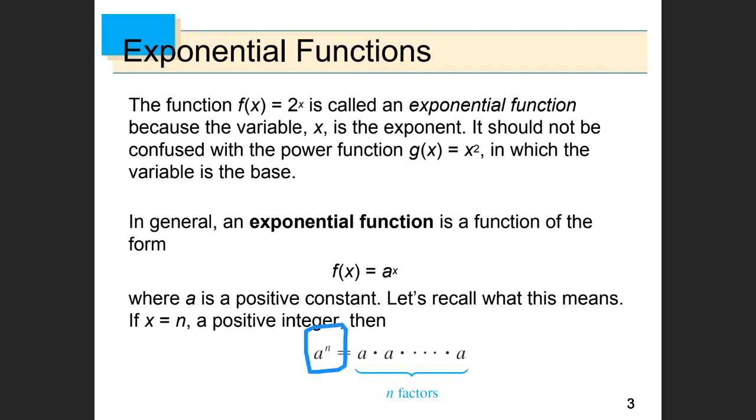All right. And if they give you something like a to the power n, this is just the same as saying that multiply a n times. All right. So a times a n times. For example, if I say a to the power of 3, obviously this is just the same as saying a times a times a. All right. So that's basically what it means.